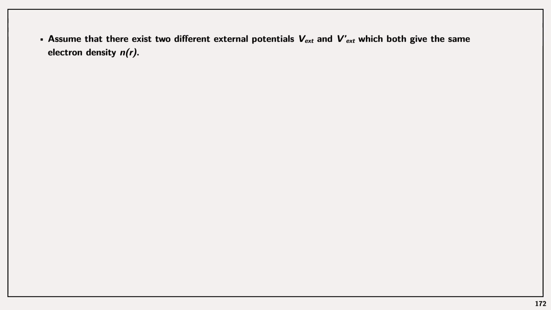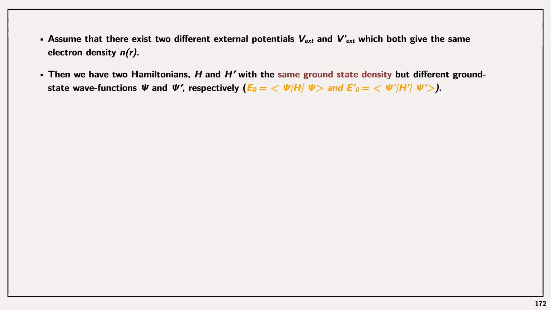Now, using those two external potentials, we define two Hamiltonians, H and H prime, which are built from V external and V prime external. And of course, they have the same ground state density according to the initial assumption. But they do have different ground state wave functions, because the two different Hamiltonians will yield two different wave functions, right? So the ground state wave functions will be psi and psi prime, respectively. How do we get them? Well, we get them by using the variational principle, and they correspond to the expectation value of the respective Hamiltonian for that state.